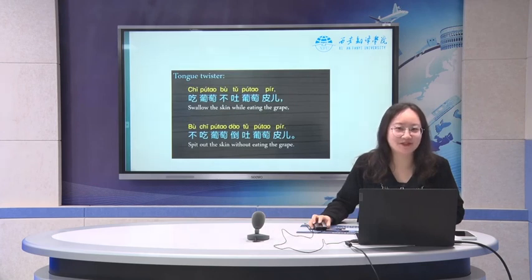Here's a tongue twister for you. 吃葡萄不吐葡萄皮儿，不吃葡萄倒吐葡萄皮儿。You can say the retroflex are. Try as fast as you can.